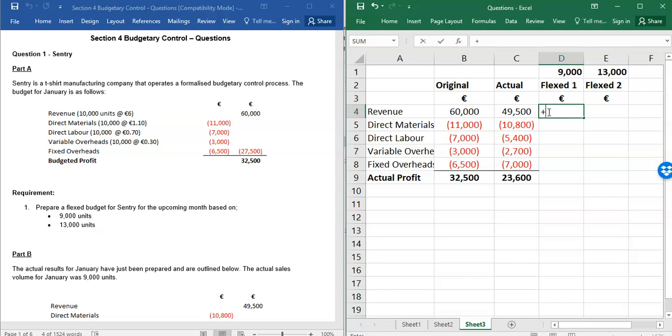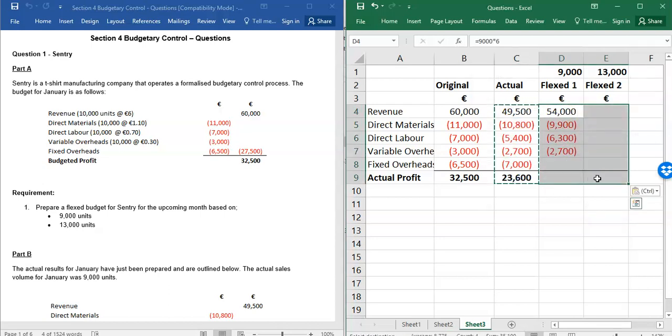So you're flexing your budget based on CVP principles. Your revenue here will be 9,000 units times 6, because our budgeted sale was €6 a unit. Your direct materials will be 9,000 times 1.1. Your direct labour will be 9,000 times 0.7. So these are all based on the budget. You're flexing the budget, you're ignoring the actual for now. So you can leave that column C for now. And your variable overheads, 9,000 times 0.3.